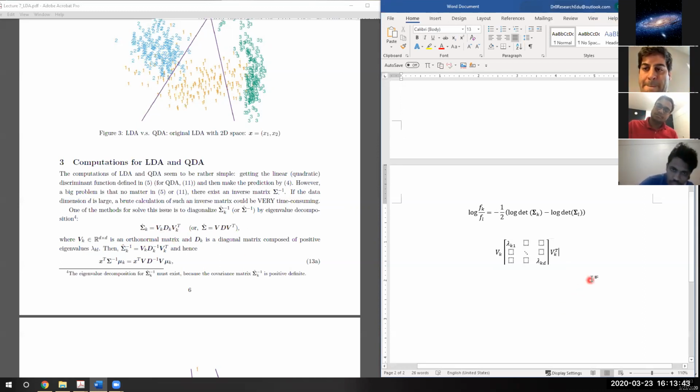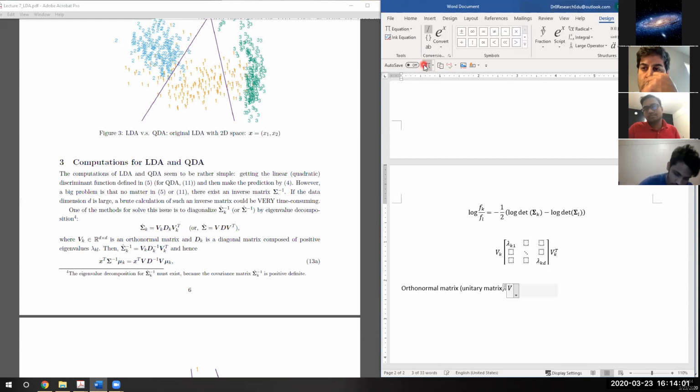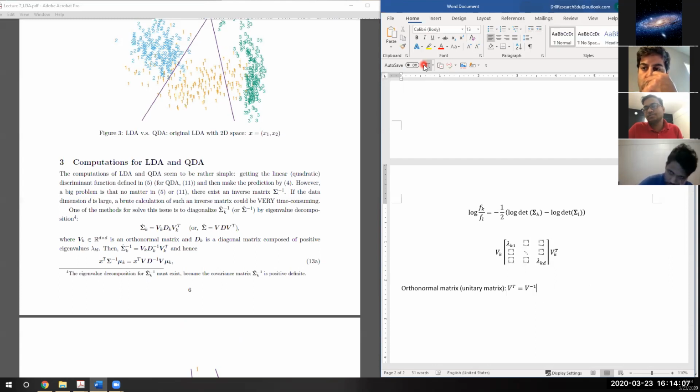Why? Because for an orthonormal matrix, or unitary matrix, you have a very special property. The property is that V transpose equals V inverse. This is a super important thing. Why does this hold, Mahbuba?